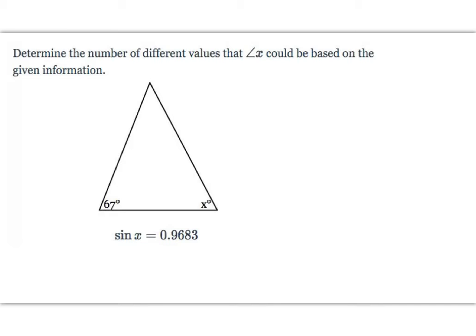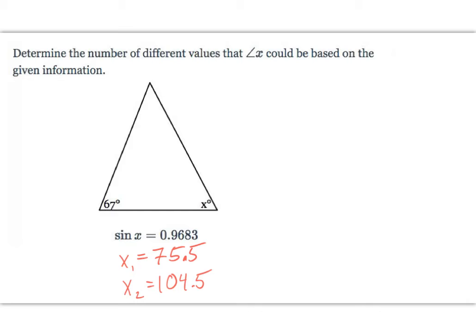One more of these, and we're going to start off exactly the same way. So 0.9683, and we're doing the inverse sine of that. We get x equals 75.5, and call that x1. x2 would be the supplement of this. So we're looking at 104.5 to get to 180.